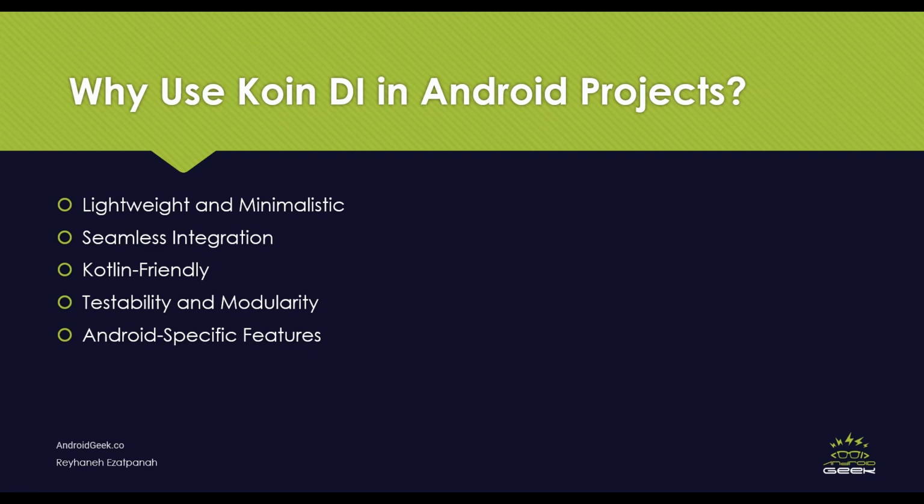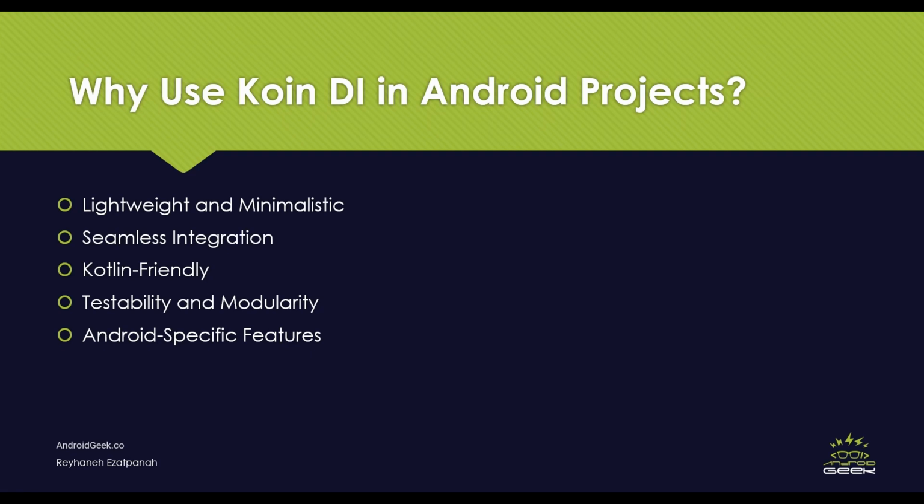And the other thing about testability and modularity. Koin promotes testability and modularity by offering a straightforward way to replace dependency with mock object during unit test. Its module system allows developers to define and organize dependency.